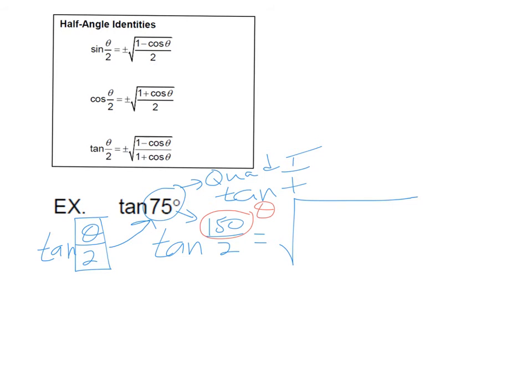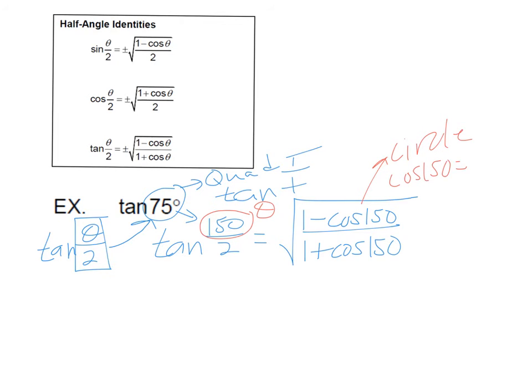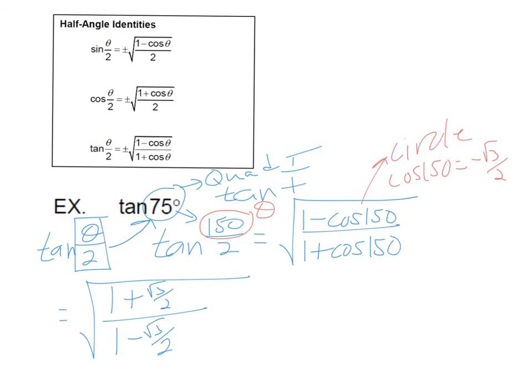For the tangent, the formula says 1 minus cosine theta. So 1 minus cosine 150 over 1 plus cosine theta. Now go to your circle and look up the value for the cosine of 150. And the cosine of 150 is negative square root of 3 over 2. So I've got a positive square root of 1 minus a minus would be plus square root of 3 over 2 over 1 plus a negative square root of 3 over 2. And you can just leave it there. Let's try another one.